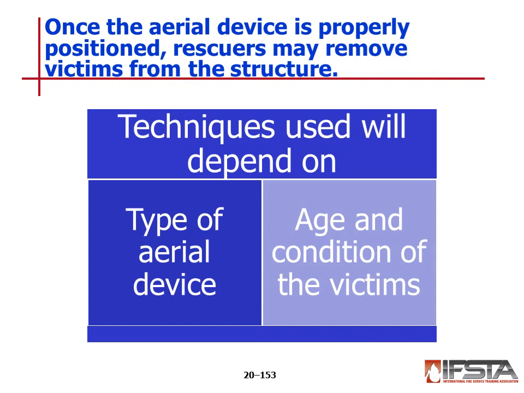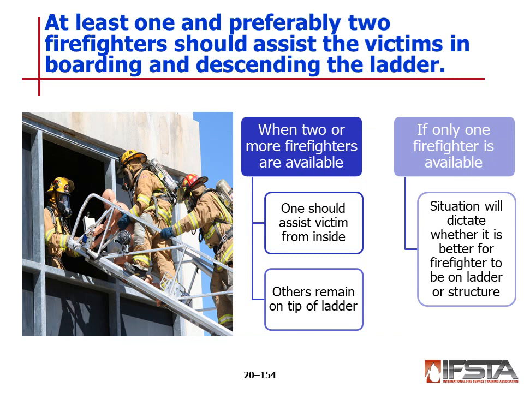Once the aerial device is properly positioned, rescuers may remove victims from the structure. Techniques used will depend on the type of aerial device and age or condition of the victims. After properly positioning the aerial ladder, at least one and preferably two firefighters should be assigned to assist victims in boarding and descending the ladder.